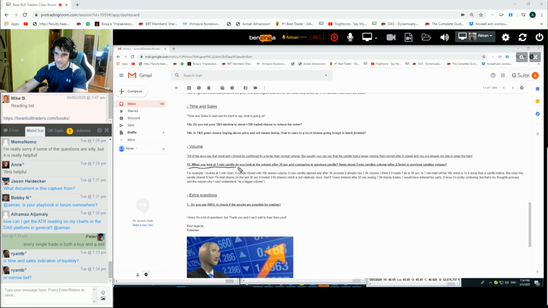When you look at the 1 minute candle, do you look at the volume after 30 seconds and compare it to previous candles? Same about the 5 minute candles volume. Yeah, I just look at the volume after a few seconds. You can't tell that the volume is coming in right in the first second. Sometimes if you see the order flow going faster than it was going in the previous 5 minutes, you could assume that this candle will have more volume because the order flow on the time and sales is larger than the previous order flows.